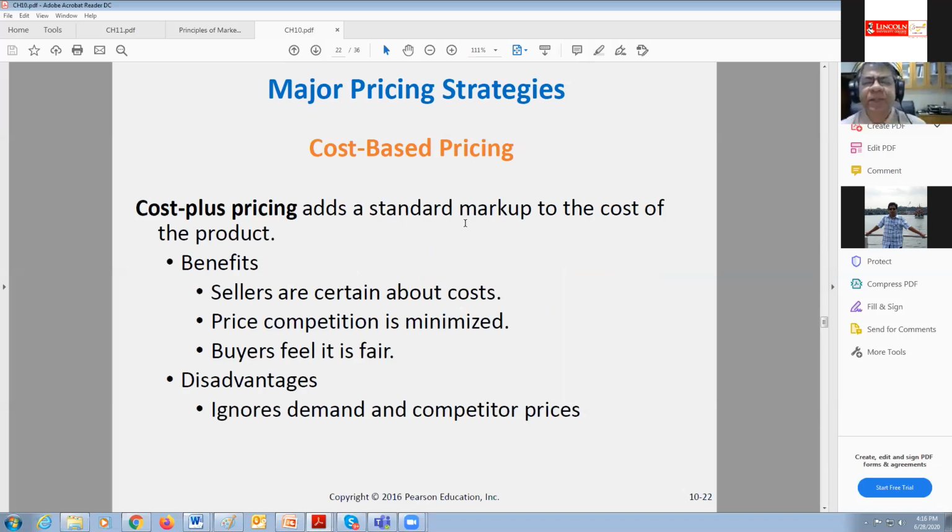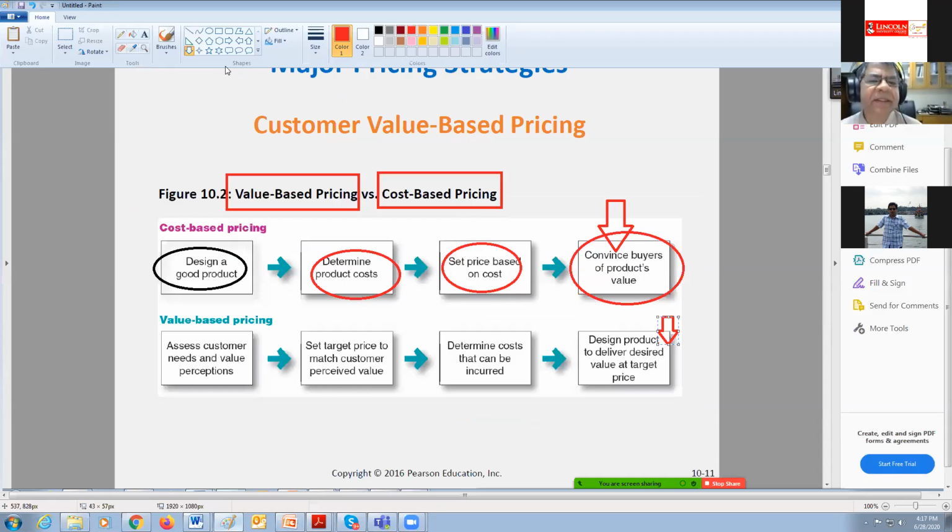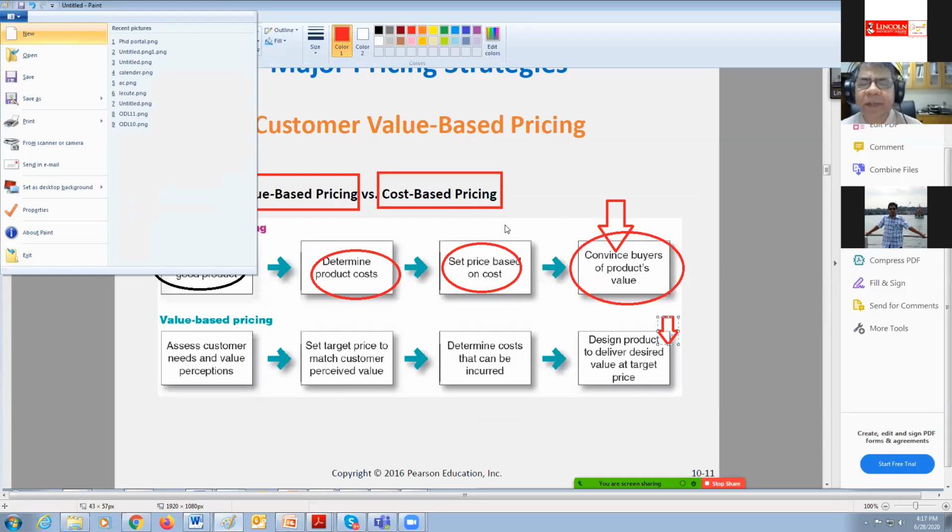Say for example, this handphone may cost $1,000 to produce. But that is your cost. The iPhone, they will be charging like $1,500. That $500 is the markup in cost plus pricing. Break-even pricing, this is the place you must remember. This is very important in your pricing strategy.